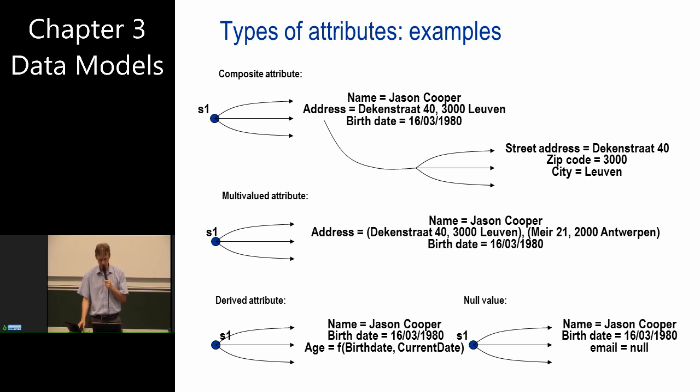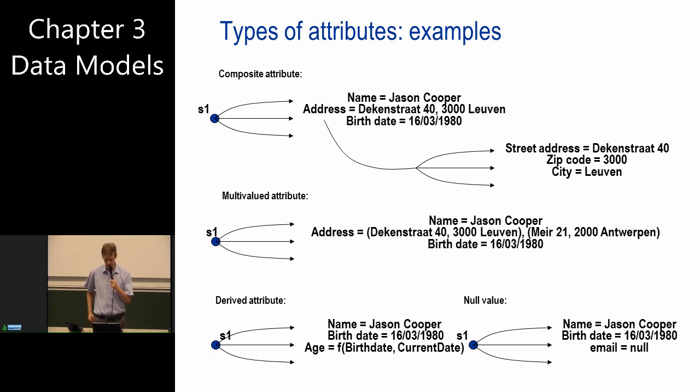You can also have multi-valued attribute types. Multi-valued attribute types are attribute types that can take on multiple values, as the name suggests. So here, address could be a multi-valued attribute type because a student can have multiple addresses. Maybe also diplomas. Diplomas can be multi-valued. Maybe also email addresses. A student can have a multi-valued email address attribute type.